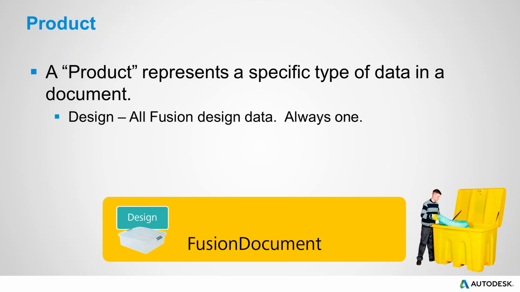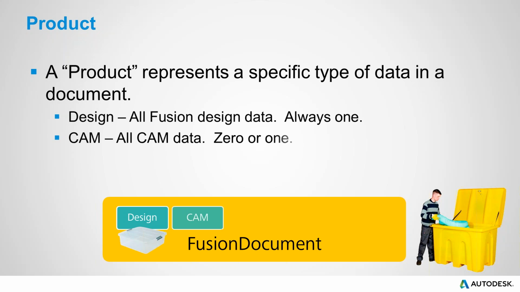But a specific type of data is a design object. So design is derived from product. It's a type of product, and it contains all of the Fusion data. And there's always only one, but there always is one in a Fusion document. So you can always count on there being a design product, and there's only ever one. So we have this chunk of data that has all of the Fusion design data in it.